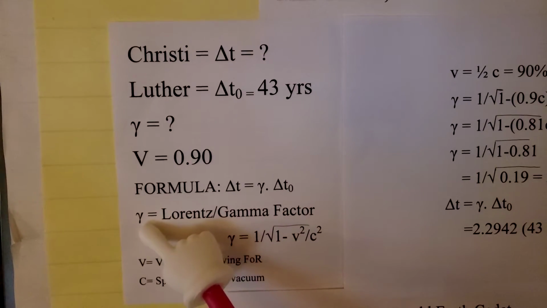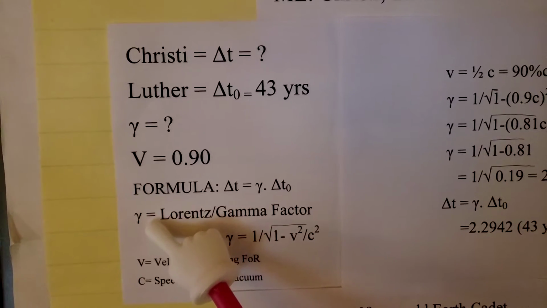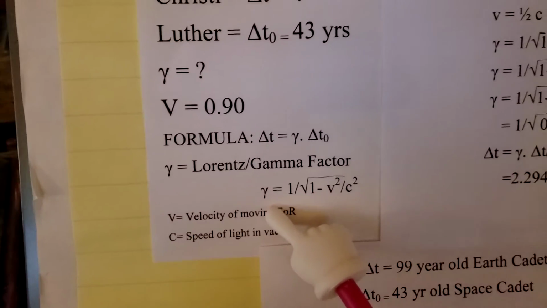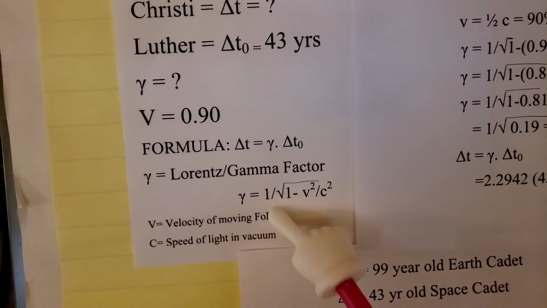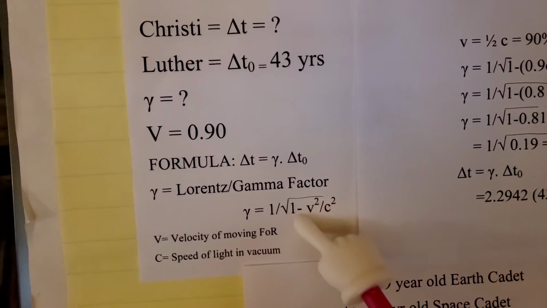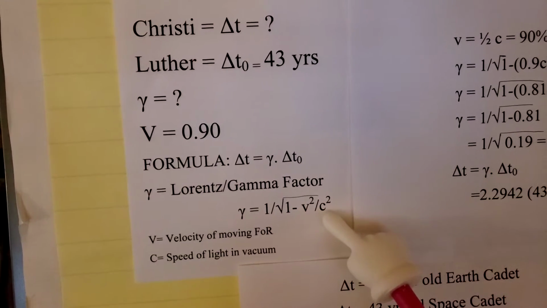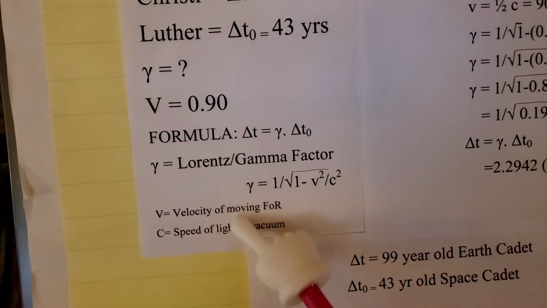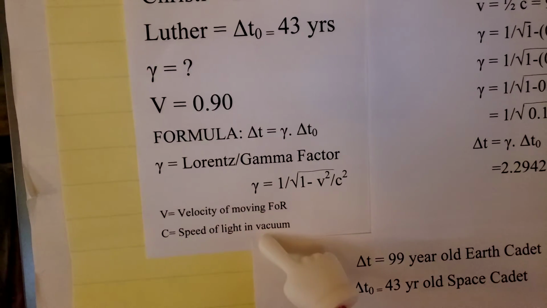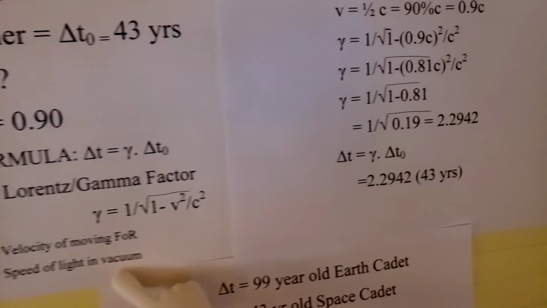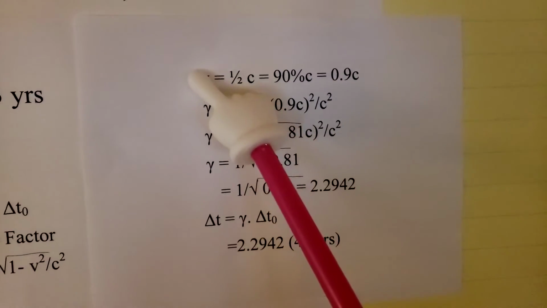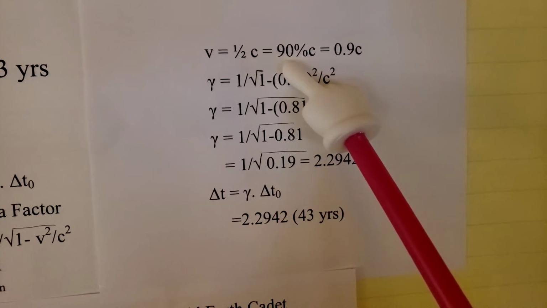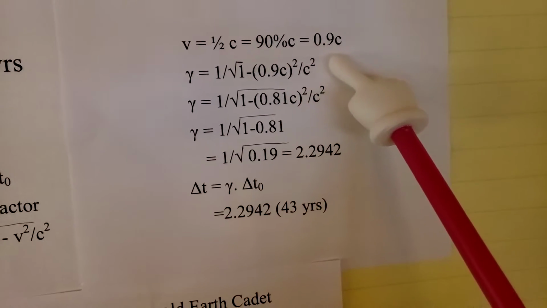So again, this little sign right here is the gamma factor. And this is the equation for the gamma factor. So the gamma factor equals 1 divided by the square root of 1 minus v squared over c squared. V is the velocity of the moving frame of reference, and c is the speed of light in a vacuum. So over here we're going to plug in some numbers. V is a fraction of the speed of light, so we're going to go 90% of that, or 0.9 c.